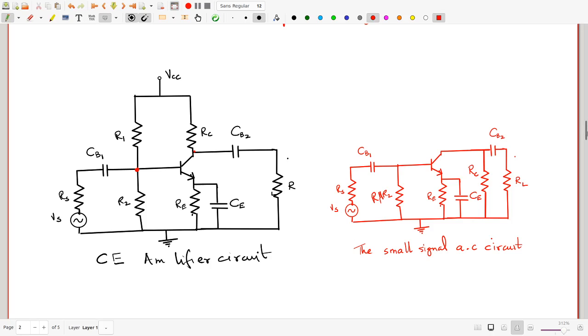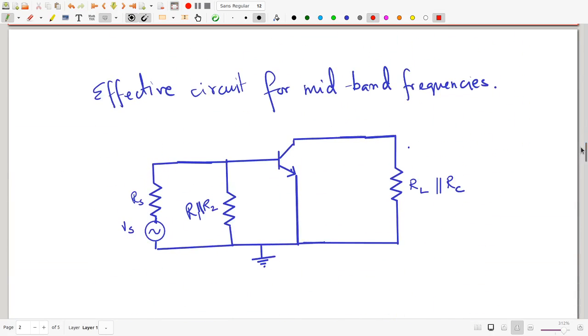If you do that, what you end up with is this, the effective circuit for what are called mid-band frequencies. In the effective circuit, the RL and RC, which were separated by the CB2, the second blocking capacitor before, are no longer separated. They are both joined together on both ends, so they are in parallel. So you have the RL-RC parallel combination here. We also have the R1, R2 parallel combination on this side.